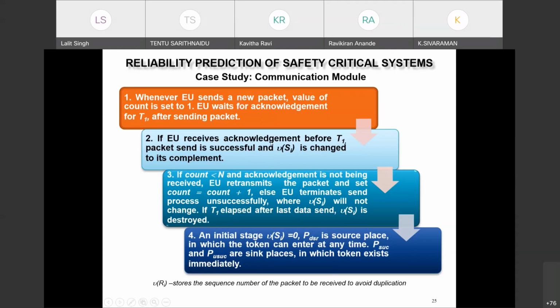And if the embedded unit receives the acknowledgement before T1, the packet send is declared as successful, and a semaphore variable I have kept will change to its complement. And if the count is less than n and the acknowledgement is not received, then the embedded unit has to retransmit the packet, and it will keep increasing the count till n. Otherwise, if it becomes equal to n, the embedded unit terminates the send process unsuccessfully, where the semaphore variable will not change. And after T1 elapses after the last data send, the semaphore variable will be destroyed.